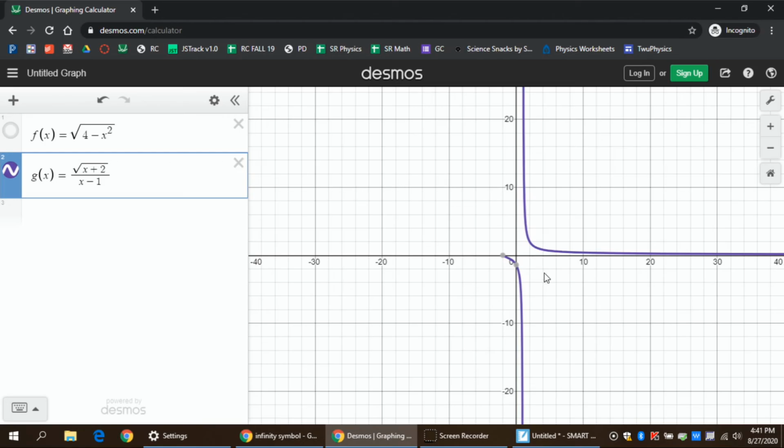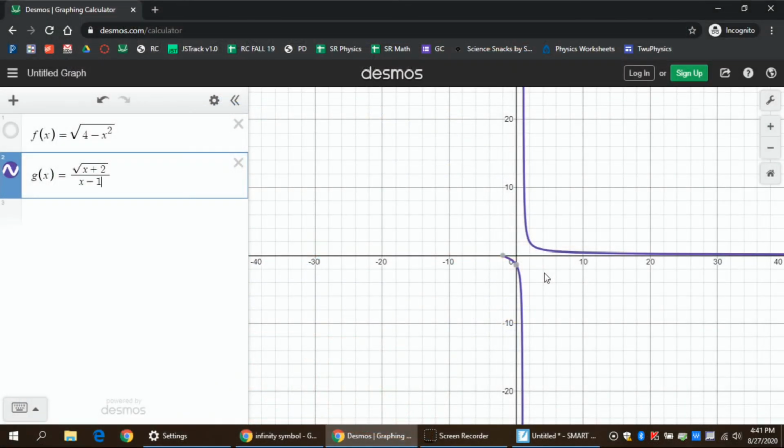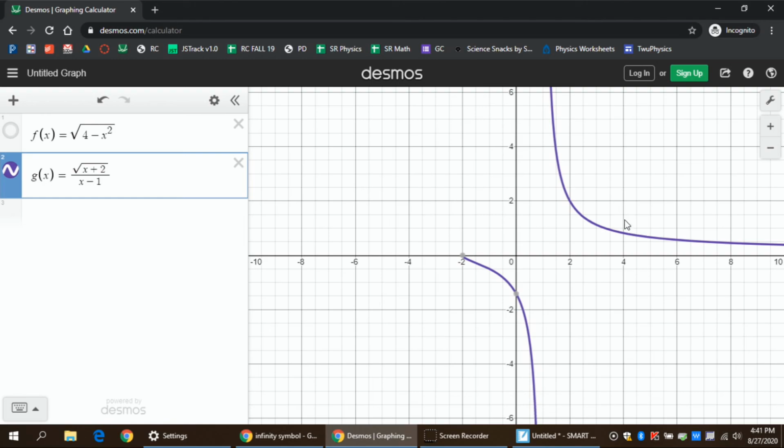Now, what did we say the domain was? We said it starts at -2 and includes it. It skips over 1 and then goes to infinity. So going back to the screen right here, notice it starts at -2, includes it, and it skips over 1. We're kind of zoomed out here still, so let's zoom in. And we can see that it's going to skip over 1 and then go to infinity. Let's see. I believe that was all of them. Yep, that was the fun one at the end there.